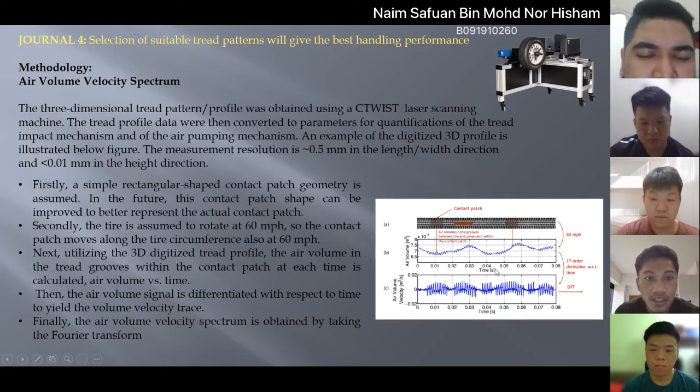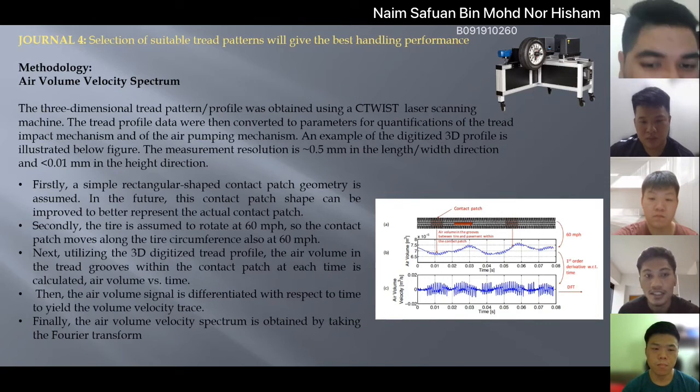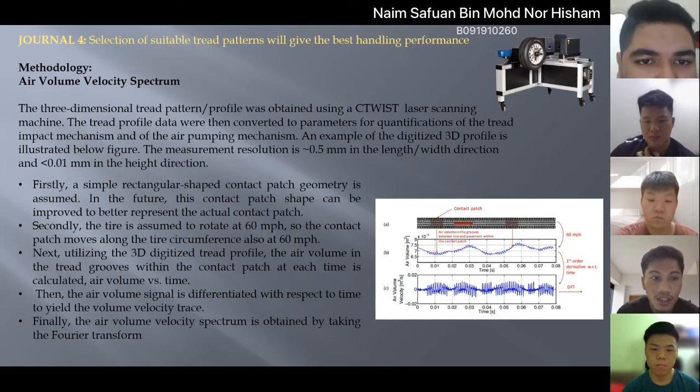The measurement resolution is 0.5 mm in the length or width direction and below 0.01 mm in the height direction. So the first step of the methodology is that a simple rectangular contact patch geometry is assumed. Second, the tire is assumed to rotate at 60 miles per hour, so the contact patch moves along the tire circumference also at 60 miles per hour.